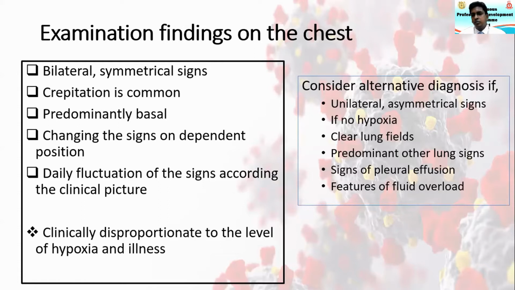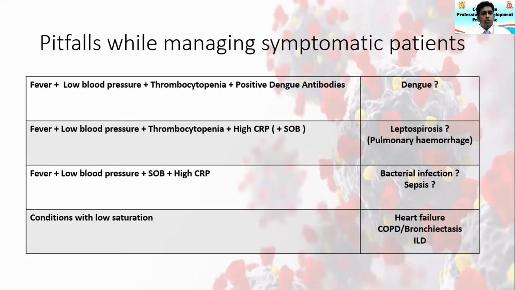One is unilateral or asymptomatic signs. If there's no hypoxia, or if you have clear lung fields, there could be two things: either the patient is not in COVID pneumonia, or it can even be embolism. And predominantly other lung signs such as coarse crepitations, valvular crepitations, or bronchi, and signs of pleural effusion are suggestive of an alternative diagnosis as well, and features of fluid overload. So these are the pitfalls we will usually come across when you are managing the patients.